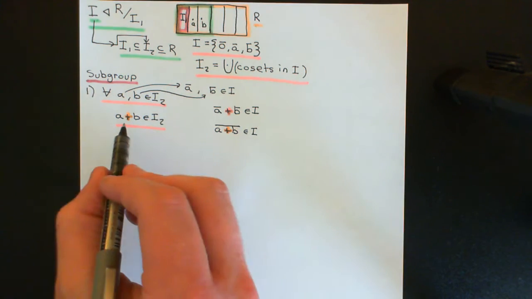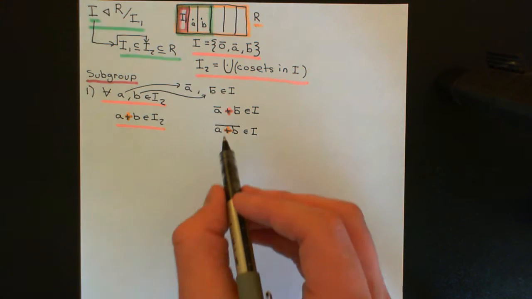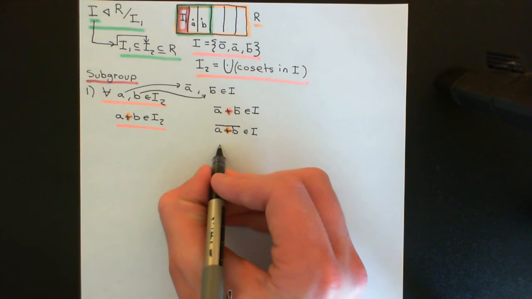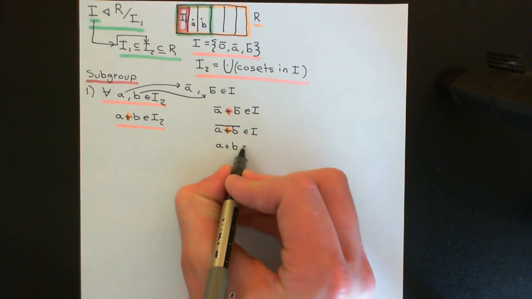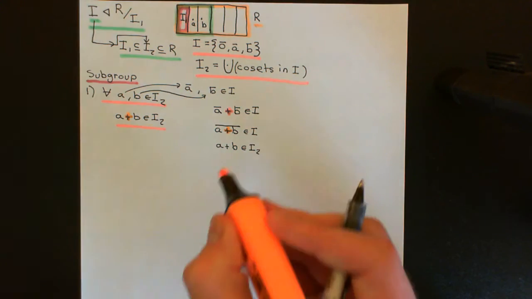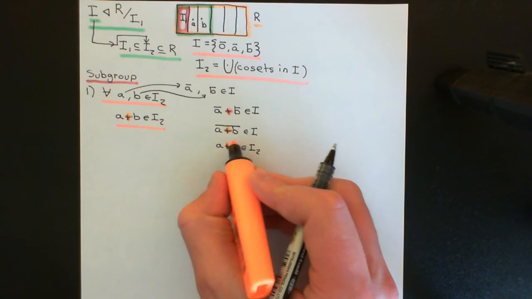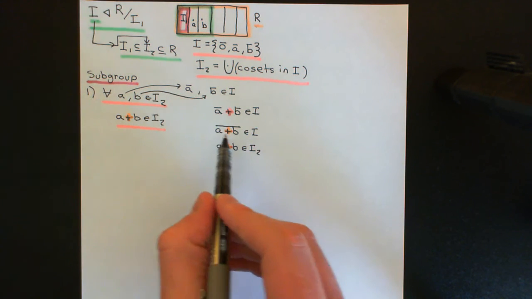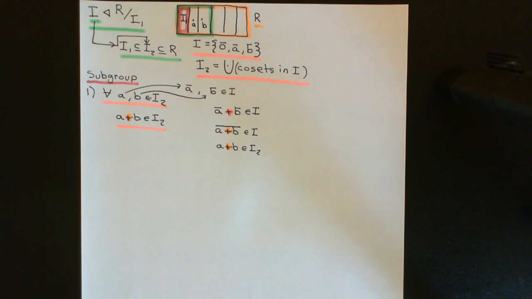But now that tells us exactly what I want to know, because if the coset that contains A plus B was in the ideal capital I, then that means A plus B is going to be in this subset I2, because I2 is exactly the union of all of the cosets that are in I. So it will contain any element that's in one of these cosets in the ideal capital I. So that's how we've done this.